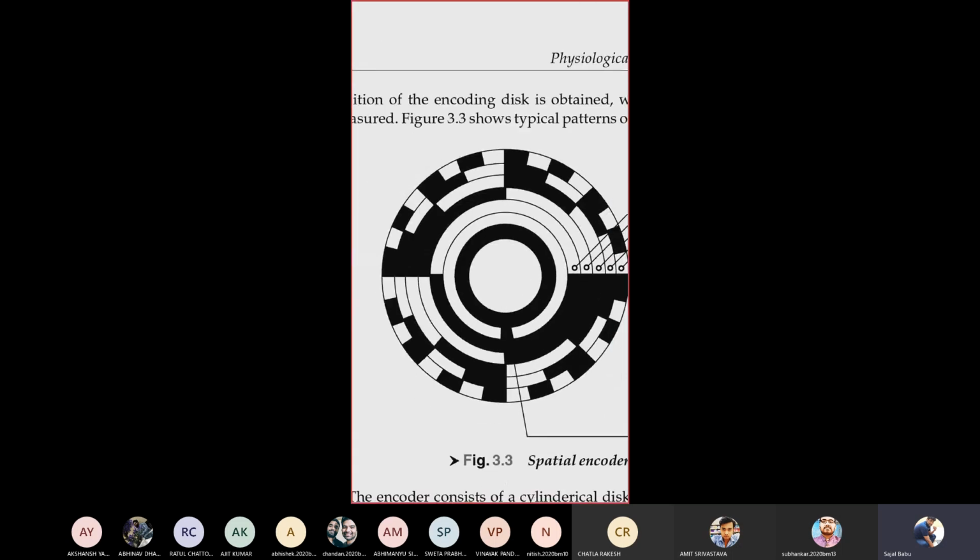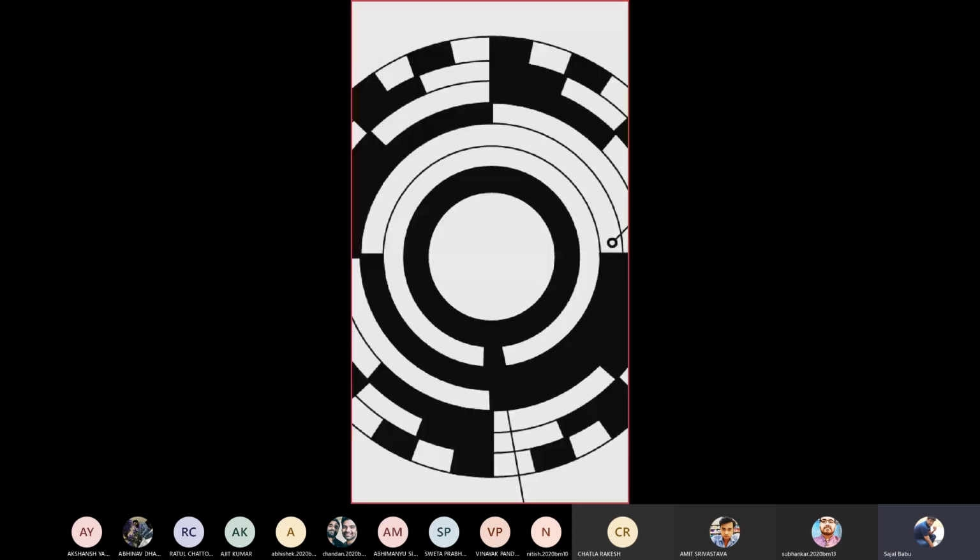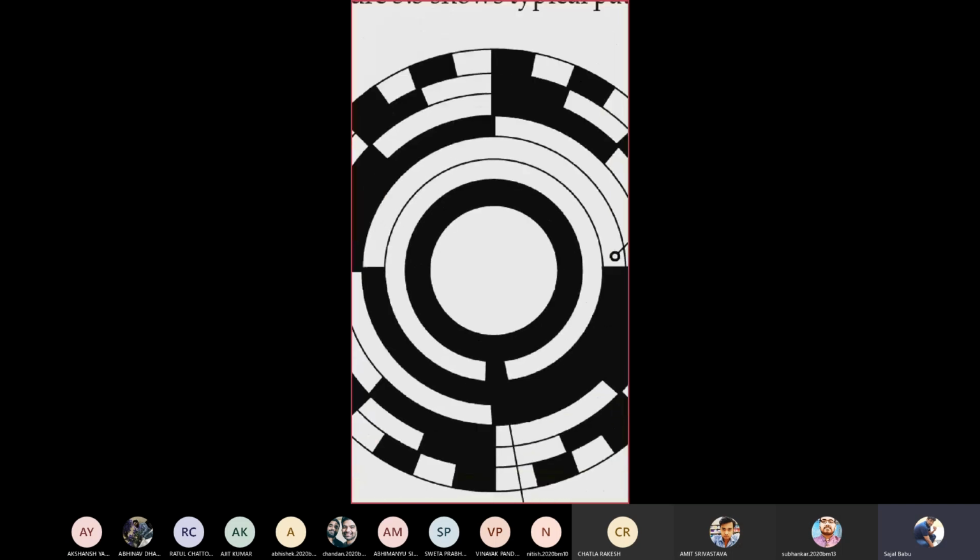Here we have divided the complete plate into concentric circles. The outermost circle has 32 sections, that means 16 black segments and 16 white segments, and the inside one has 16, and then 4, and then 2, and you can see the innermost one has only one segment, which is completely black.